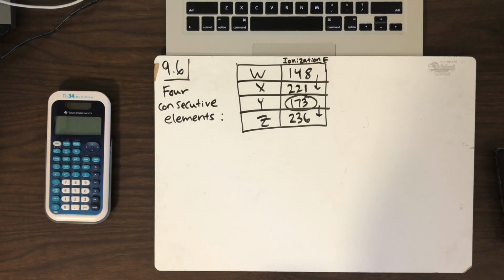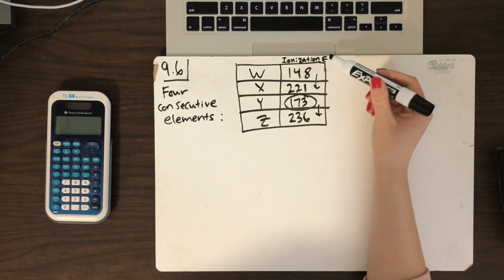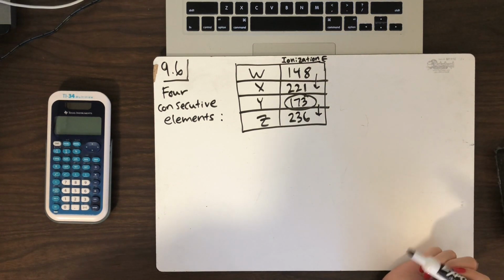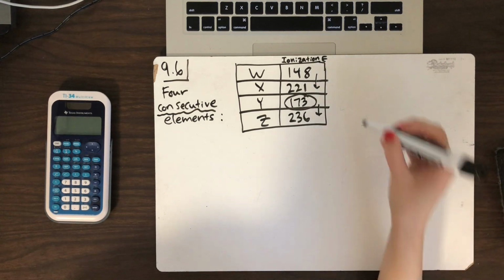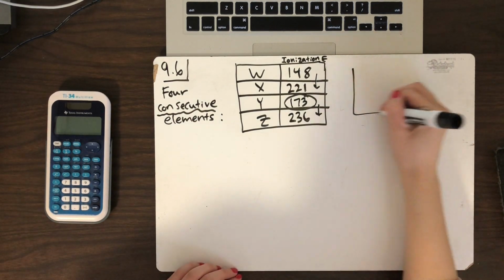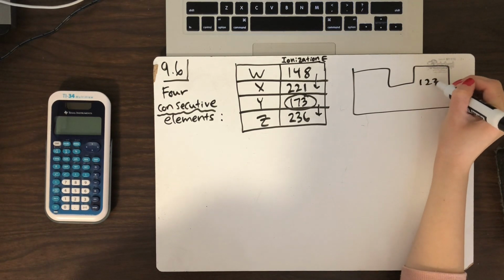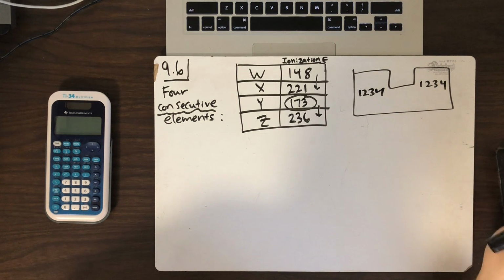Okay, 9,6 is kind of weird. There's 4 consecutive elements, they're unknowns, and then ionization energy, we have some numbers here without units. So the trick for this one is when they tell you consecutive, that means just like 4 in a row, sort of going across. So if you imagine a periodic table, it could be like 1, 2, 3, 4 in a row here, 1, 2, 3, 4 in a row here.